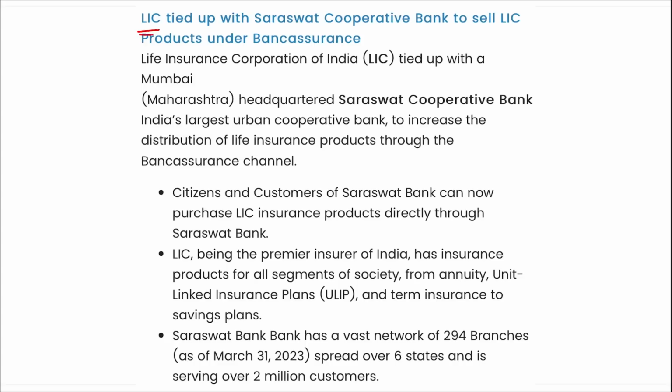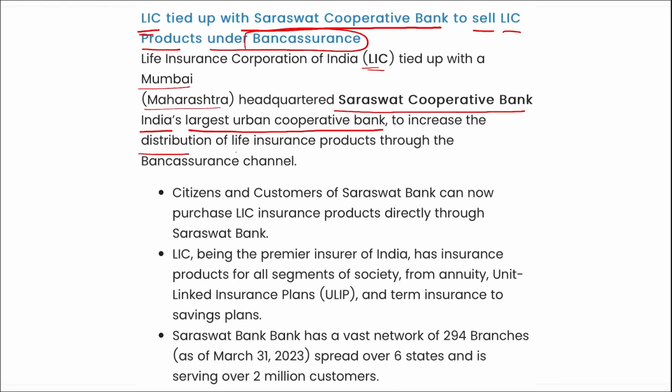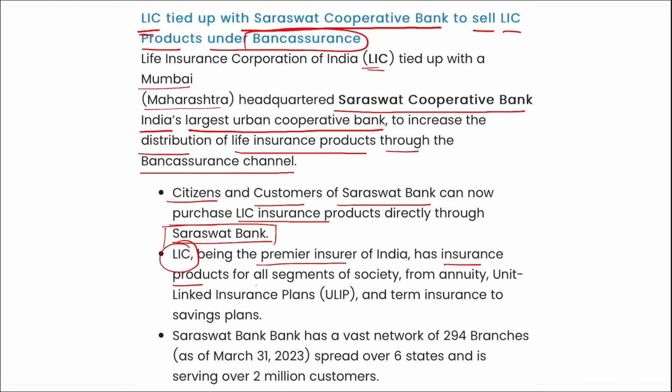Next, LIC tied up with Saraswat Cooperative Bank to sell LIC products under Bancassurance. I repeat, LIC has tied up with Mumbai, Maharashtra headquartered Saraswat Cooperative Bank, that is India's largest urban cooperative bank, to increase the distribution of life insurance products through the Bancassurance channel. Customers of Saraswat Bank can now purchase LIC products directly through Saraswat Bank. LIC, being the premier insurer of India, has insurance products for all segments of society, from annuity, unit linked insurance plans, and term insurance to saving plans.